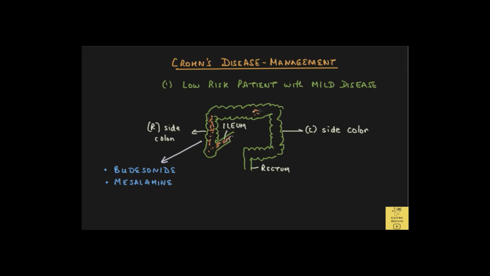If the Crohn's disease affects the left side of the colon, then the drug of first choice is a steroid called prednisolone. Second choice is a drug called sulfasalazine. If the disease affects the lower part of the colon, namely the rectum and the sigmoid colon, then rectal steroids in the form of enemas may be used as the side effects are less.